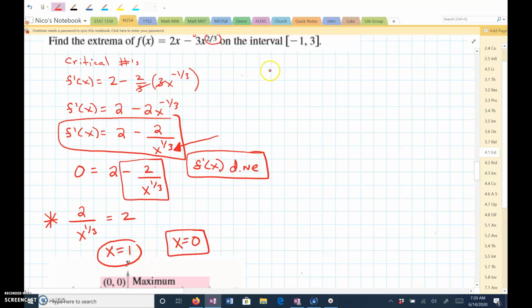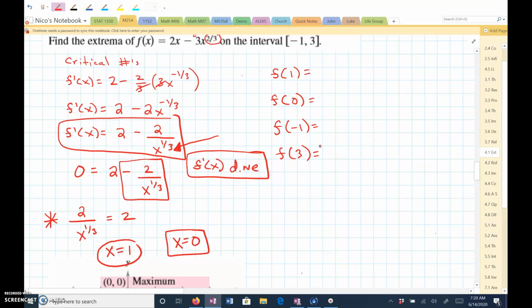So now I need to evaluate f of 1. I need to evaluate f of 0. Those are my critical numbers. I need to evaluate f of negative 1 and f of 3. Those are my endpoints. The minimum or maximums are going to happen at the critical numbers or the endpoints.